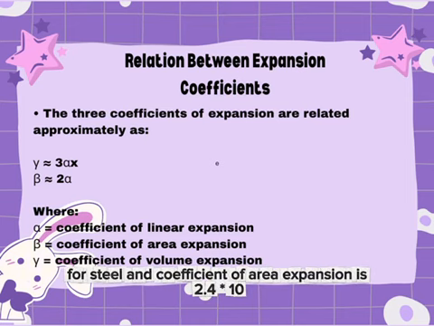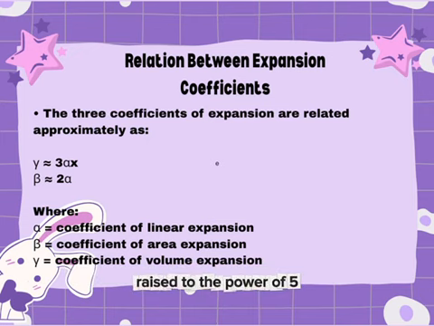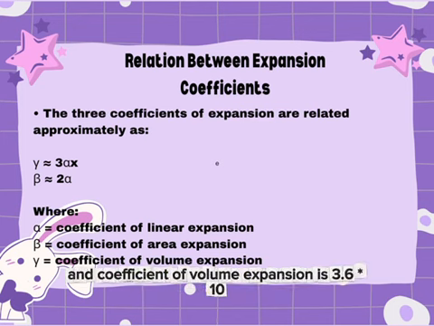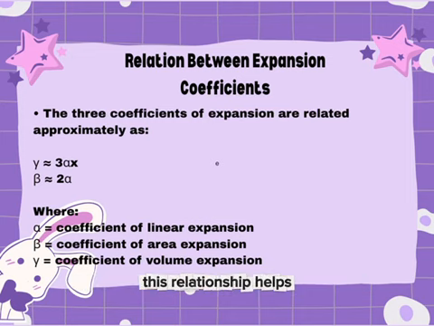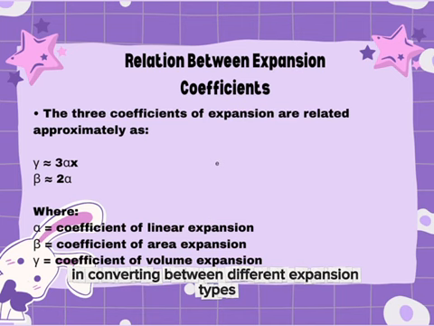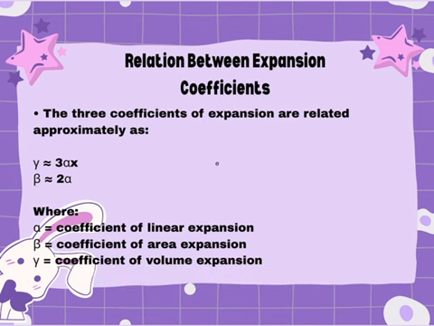Steel, and the coefficient of area expansion is 2.4 times 10 raised to the power of -5, and the coefficient of volume expansion is 3.6 times 10 raised to the power of -5 per degree Celsius. This relationship helps in converting between different expansion types.